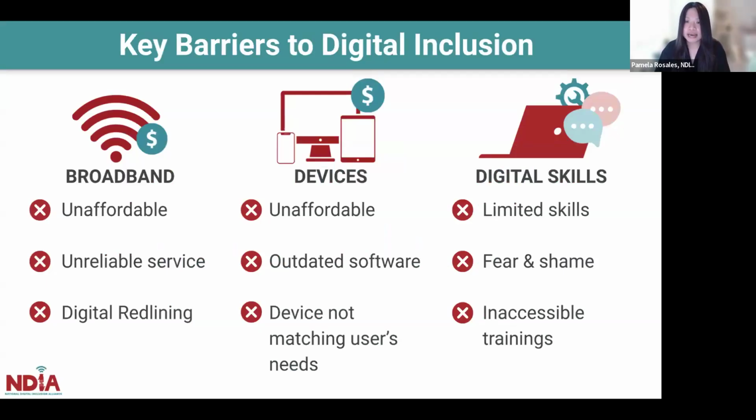All right. And so here are just the different barriers that we find when it comes to digital inclusion and why people aren't able to access the internet. So with broadband, right, it can be expensive, services can be unreliable. Let's say the weather is going out or things like that, or there's too many people on the same network. And then also, again, that digital redlining that I was talking about earlier.